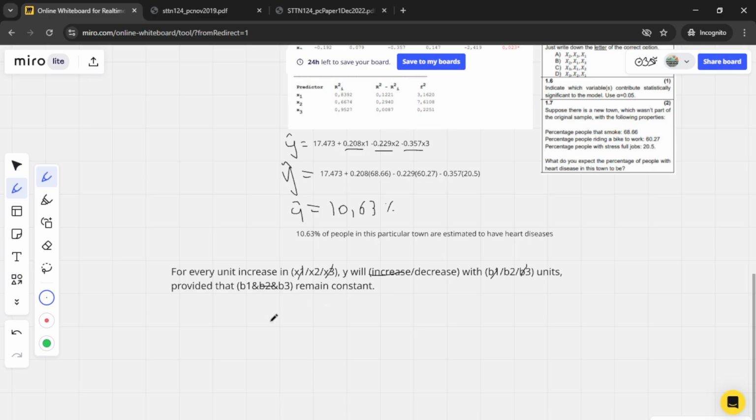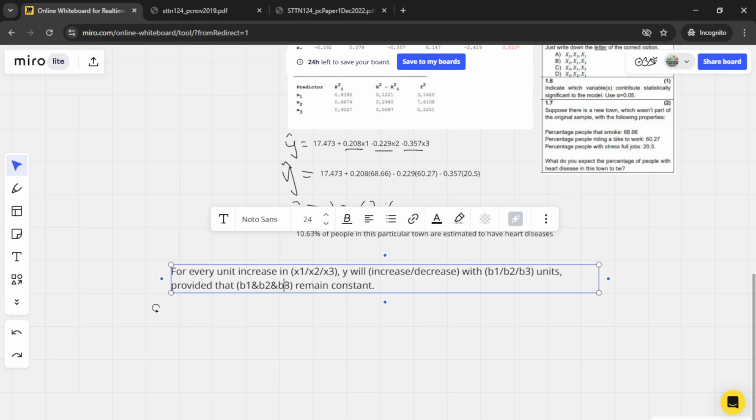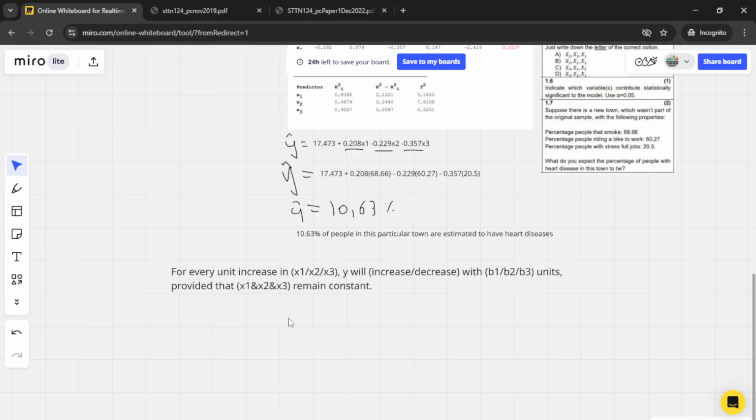Did I say b or x? I just want to confirm something. For every increase in x1, it's actually not b here. It's actually the x variables, provided that the x variables remain constant. Provided x2 and x3 remain constant. All right. Sorry about that mistake.